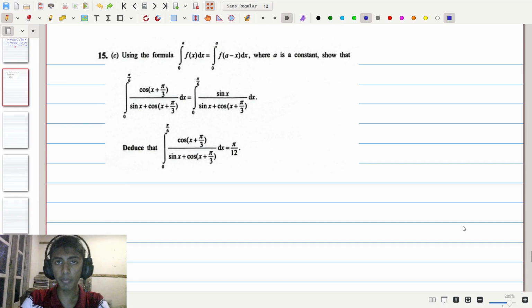2025 A-Level Combined Mathematics Paper 1, Part B, Question number 15, Part C. Part A of this question was discussed in a previous video, link in the top right, and Part B of this question was also discussed in a previous video, link in the top right.